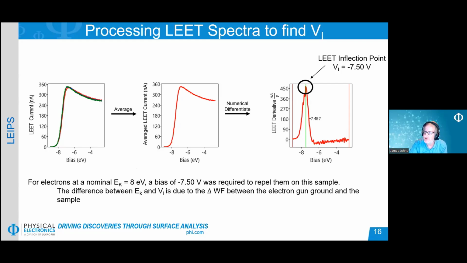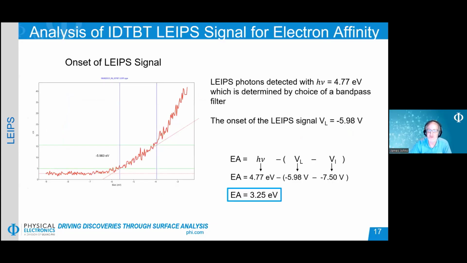And you'll notice that this isn't at exactly -8 volts. And that's because there's a work function difference, or contact potential difference, between the electron gun and the surface of the organic semiconductor. And that's going to be typical. Your lead inflection usually won't be exactly at -8 volts, which is why we need to measure it. And then we looked at the onset of the light signal.